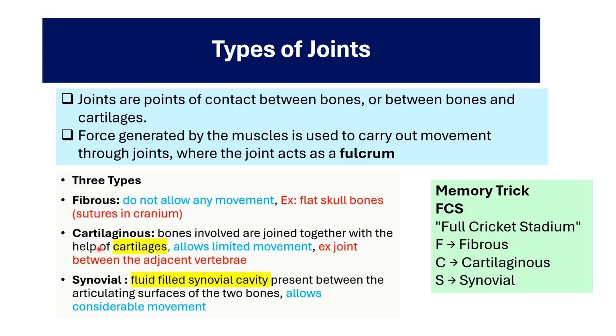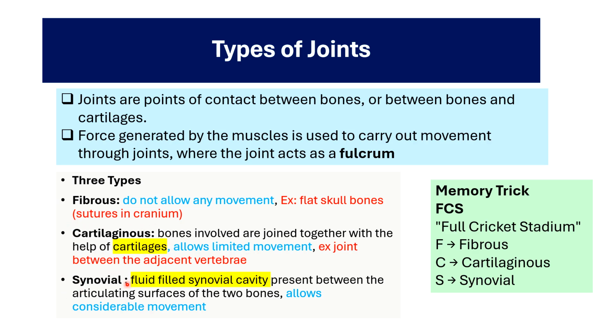Next type is cartilaginous joints. These types of joints involve joining together with the help of cartilages. They show limited movement. And where do we find it? We find it in the joints between the adjacent vertebrae. In the vertebrae we have cartilaginous joints.